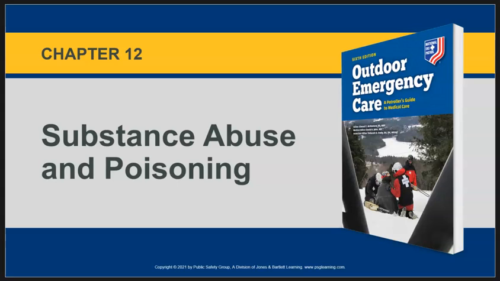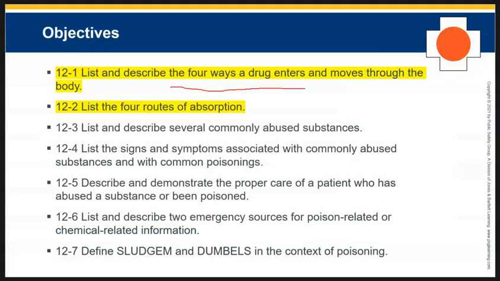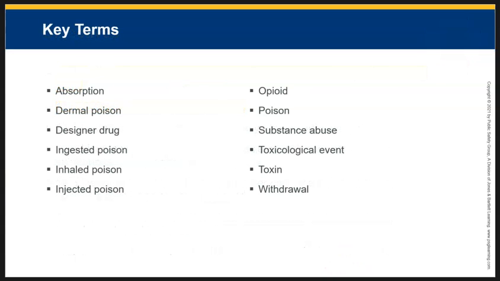This video continues Chapter 12 of OEC 6, looking at substance abuse and poisoning, and specifically we'll talk about the entrance of a substance or a poison into the body. There are 4 ways, and we'll look at 4 routes of absorption. So some of the key terms will be absorption, and we'll contrast the idea of ingested, inhaled, and injected poisons.